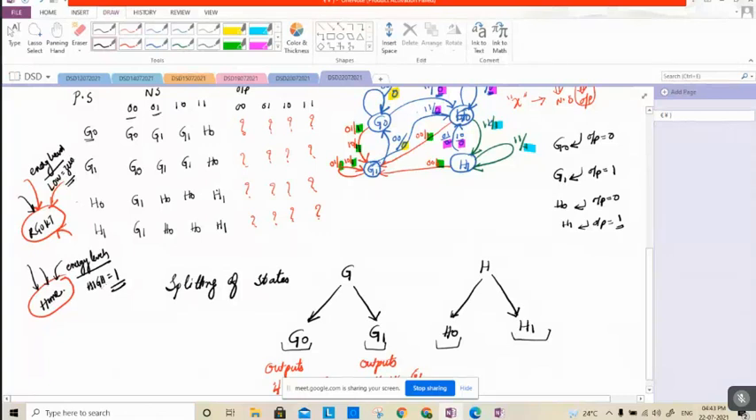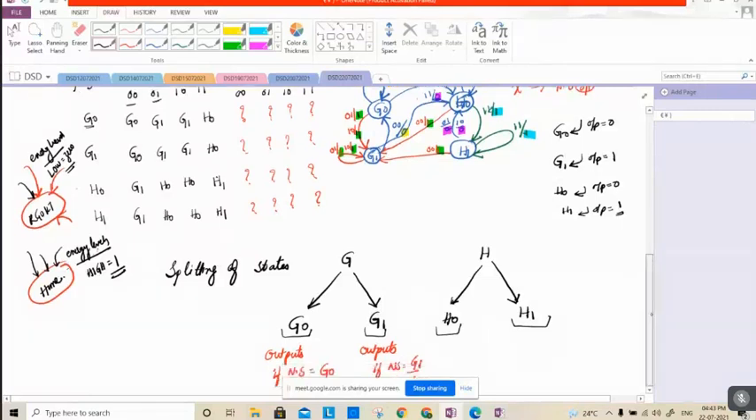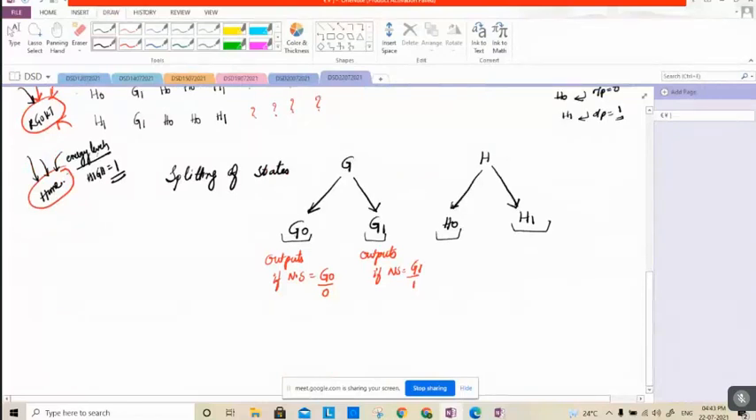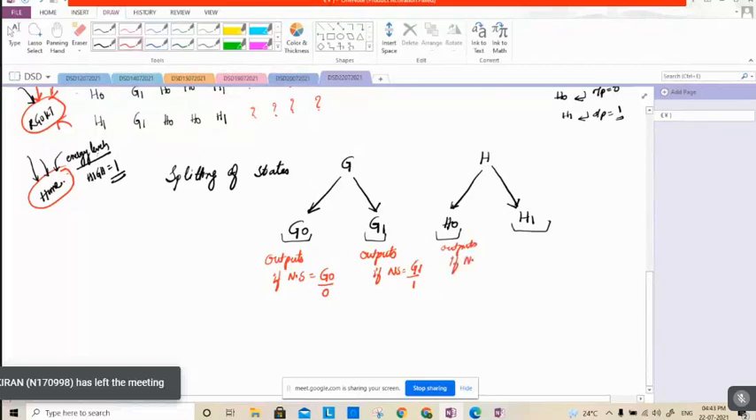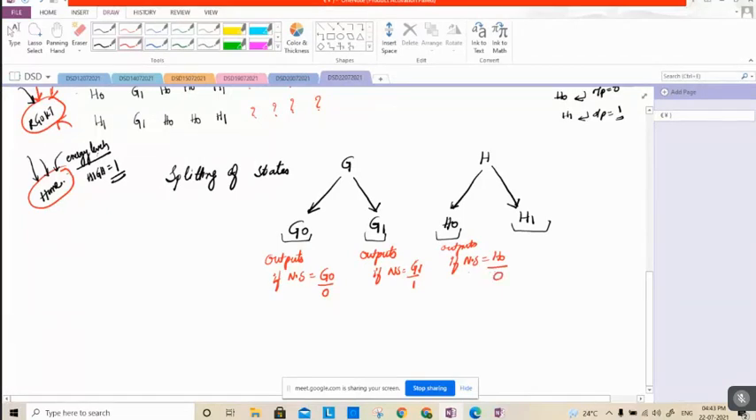Towards that state, G0, if you come towards G0, the output is 0, not from G0. Is it clear? If next state is equal to G0, outputs are 0. If next state is equal to G1, outputs are 1. And similarly, if next state is H0, what are the outputs? Zeros. So we did not bother about the previous states. Say the next state is H1.